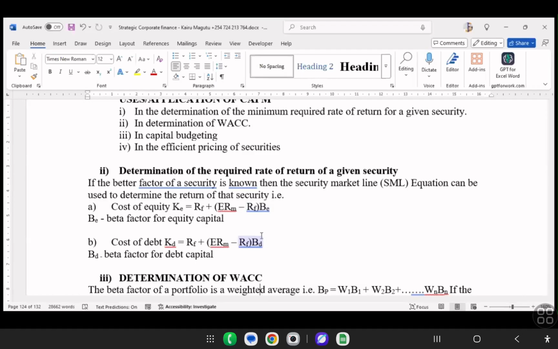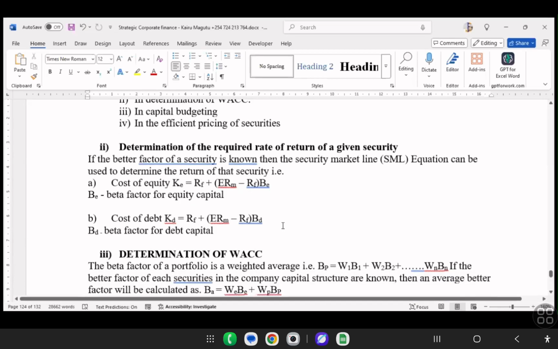If we could determine the beta factor for each of the securities in the capital structure, we have debt instruments, we have equity. If we have the beta factor for equity, it is possible to determine the cost of equity, KE, which is the risk-free rate plus the expected return of the market minus the risk-free rate, multiplied by the beta factor for equity. The cost of debt, KD, is equal to the risk-free rate plus the expected return of the market minus the risk-free rate, multiplied by the beta factor of the debt. That is application number one.